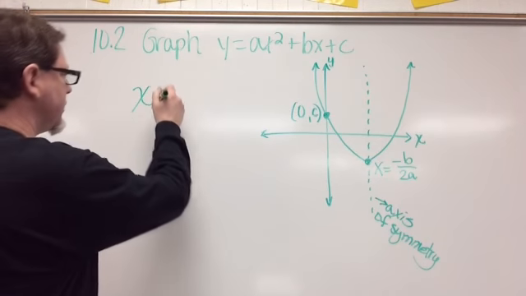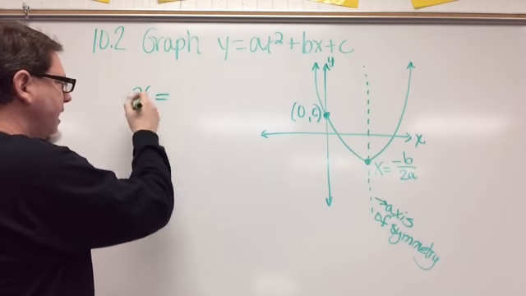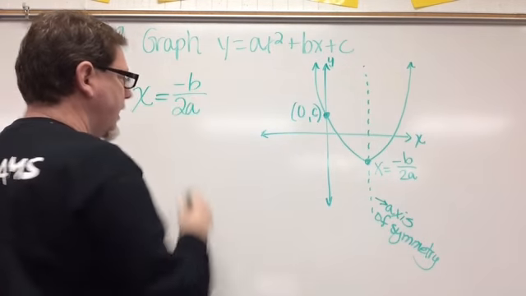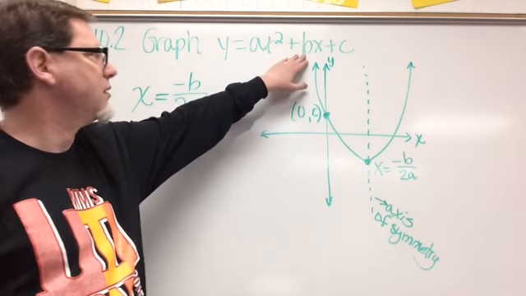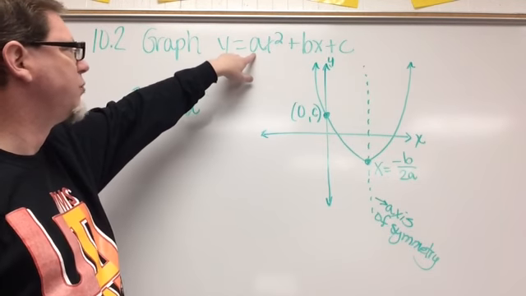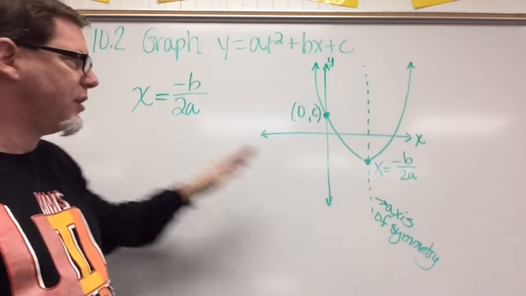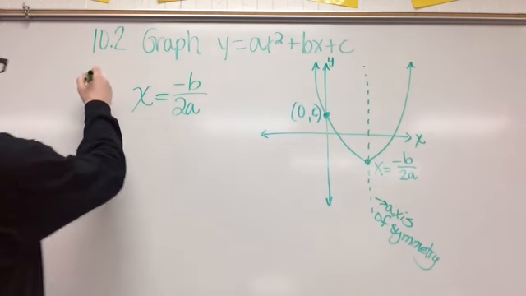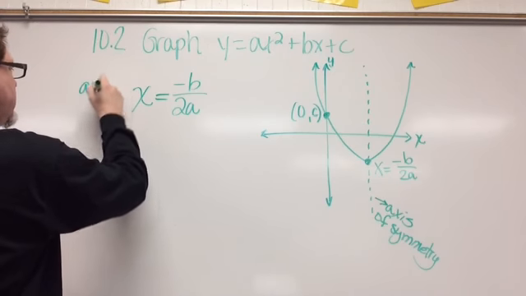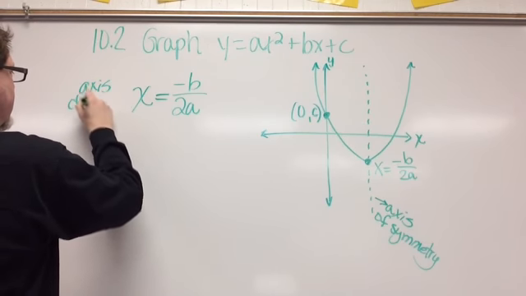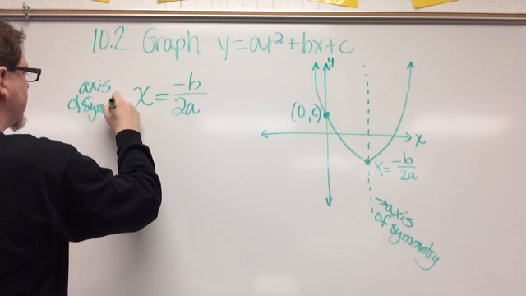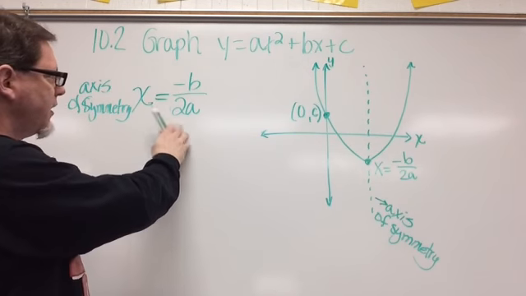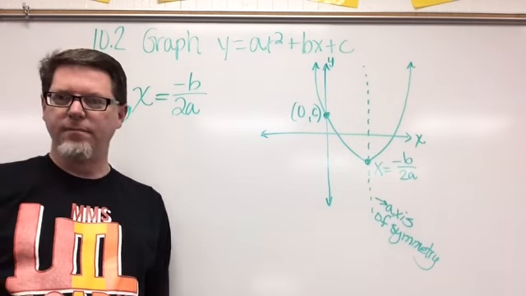And the axis of symmetry is always found by finding x equals the negative of b over 2a. So whatever b is, take the opposite of it and put it over 2a, and that's going to be the equation of the line that is the axis of symmetry. Okay, so I'm going to write over here axis of symmetry. And that's the equation that we would use to find that. x equals the negative of b over 2a.